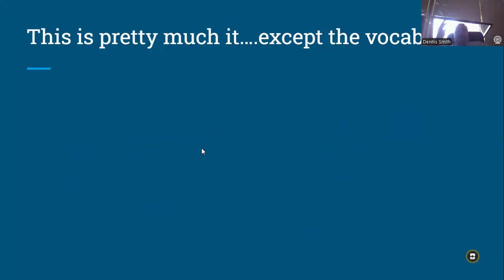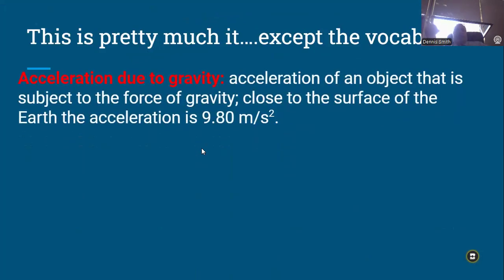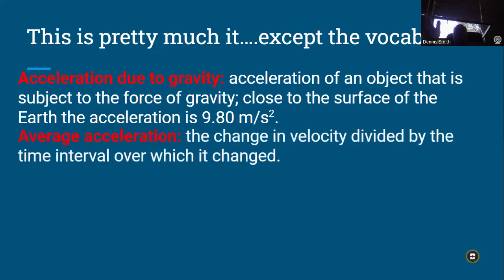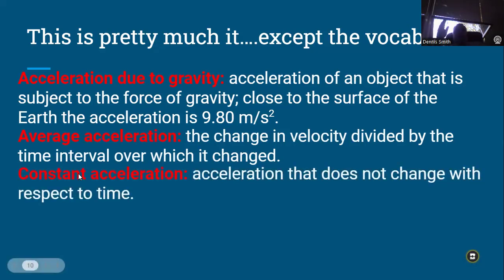Okay? So we have 5 vocab terms that you need to know. Acceleration due to gravity: the acceleration of an object that is subject to the force of gravity close to the surface of the Earth is going to be negative 9.8 meters per second squared, or 9.8 meters per second squared. Okay? Then you have average acceleration. Average acceleration is the change in velocity divided by the time over which it changed. Usually we're talking about a trip at that point, right? Or at least to the halfway point. And then if you're slowing down, we're going to talk about that later.